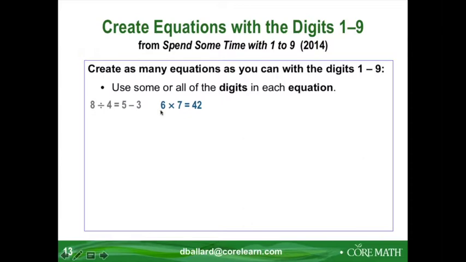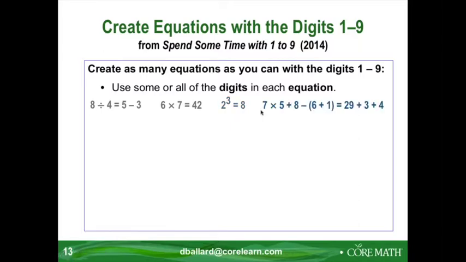Here's another example. 6 times 7 equals 42. Here we have, again, an equation that's true. 6 times 7 does equal 42. I've used 4 of the digits, 1, 2, 3, 4, to create 6, 7, and 42. Another example, 2 to the 3rd power equals 8. Again, an equation that is true, and I've used 2, 3, and 8 to create that equation.